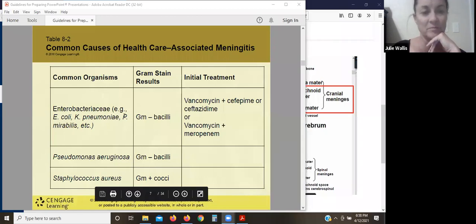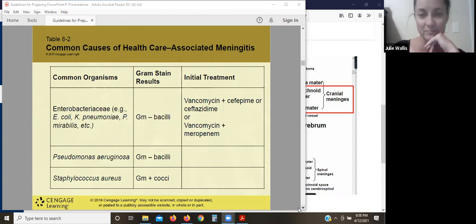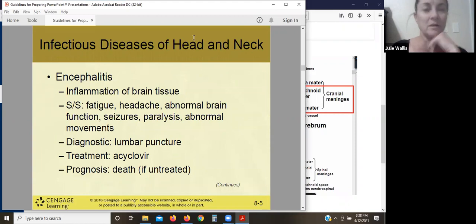I hate it when I don't put the full species on there for these, but it's definitely in your textbook if you want to look those up. Or not species, that's the genus that's abbreviated. All right, so that was all meningitis.